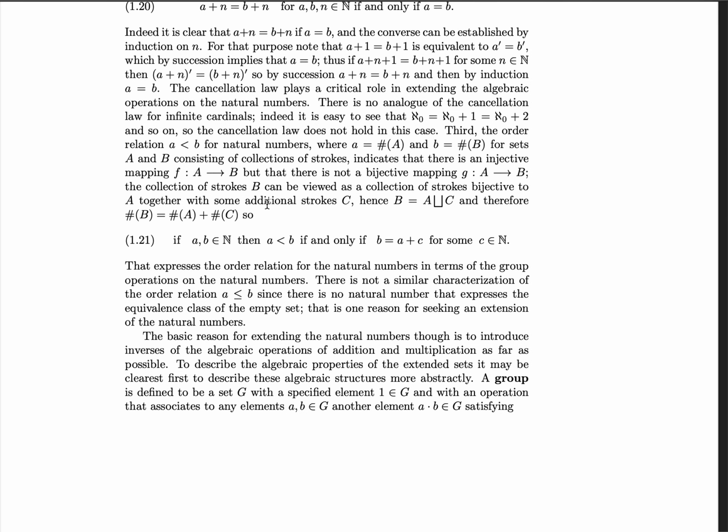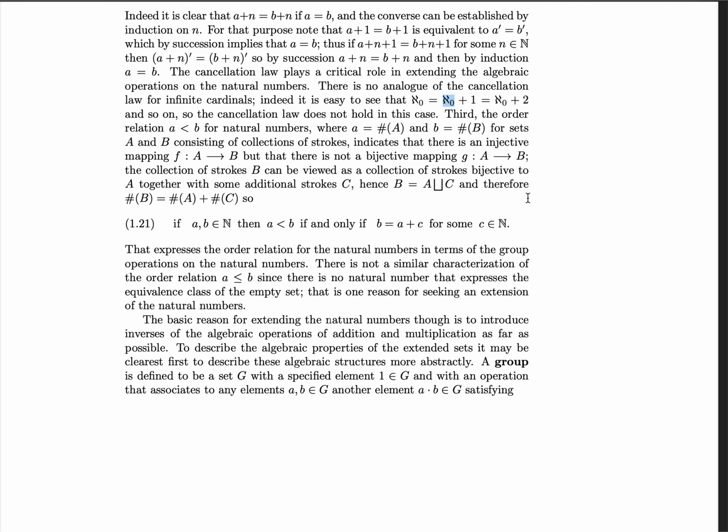We'll note that there's no analog of the cancellation law for infinite cardinals, because we see that aleph null is equal to aleph null plus 1 is equal to aleph null plus 2. However, if the cancellation law did exist, then we could subtract aleph null from both sides, and we get 0 equals 1, which is a contradiction. Therefore, no such cancellation law exists.